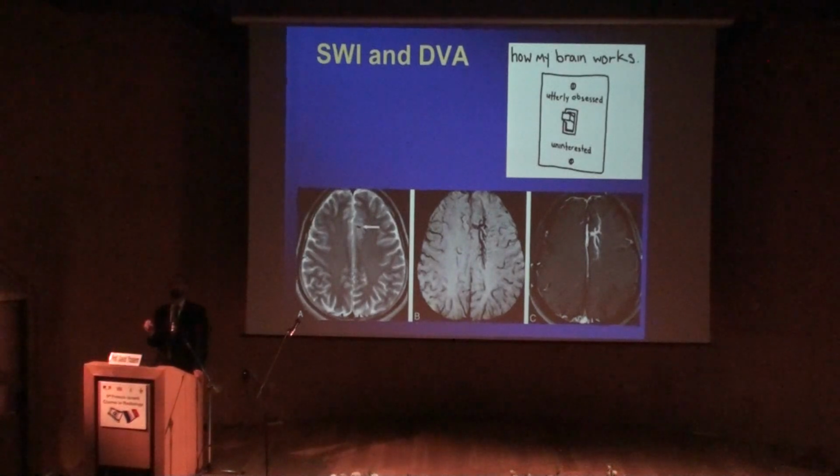I've talked to you multiple times about the blood products and the veins with SWI. As you would imagine, it's very nice for demonstrating developmental venous anomalies, or what we used to call venous angiomas.